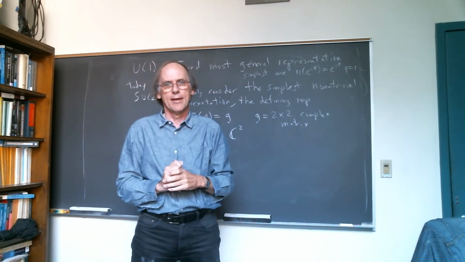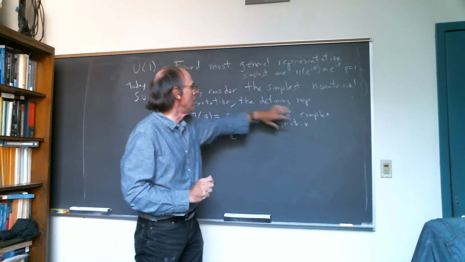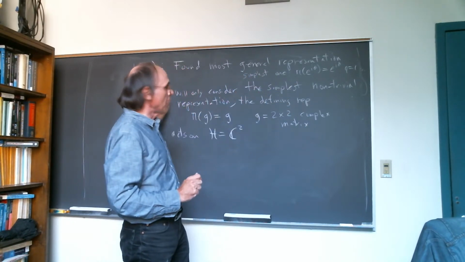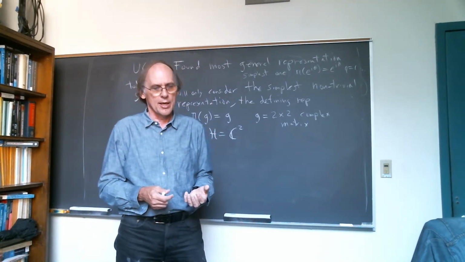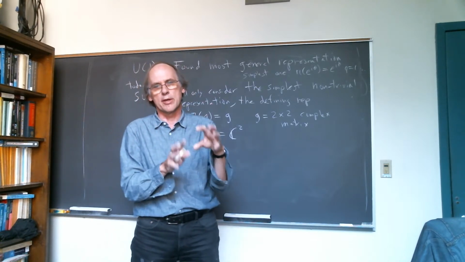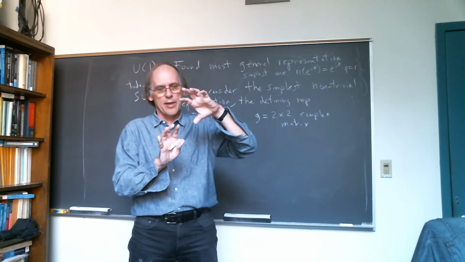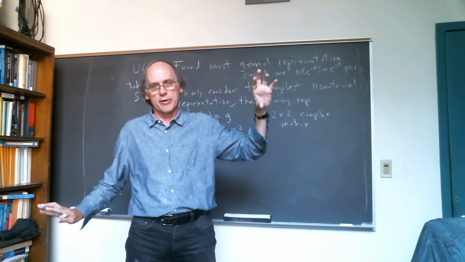The same general thing is true about SU2. If you want to know what the most general representation of SU2 is, you have to find the irreducible ones, and then a general one is just going to be a direct sum of some list of irreducibles.